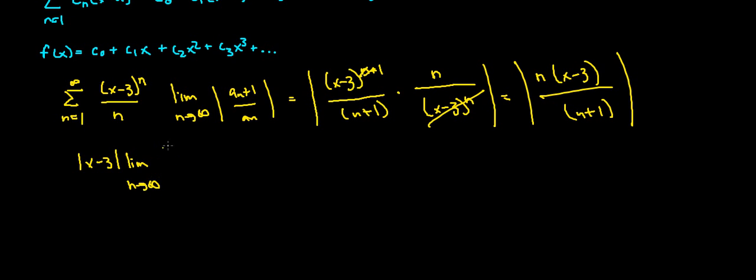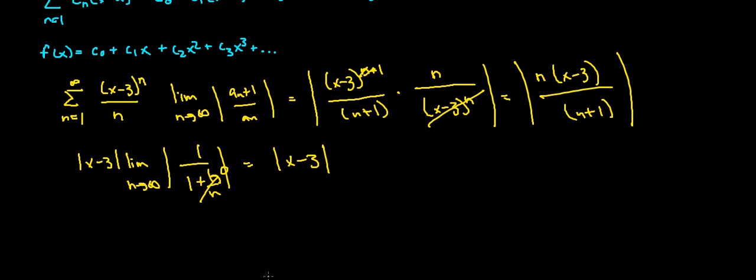As n goes to infinity, n over n plus 1, I just divide out by n. So that'll be 1 over 1 plus 1 over n. This goes to 0, which makes this whole thing go to 1. So I'm left with the ratio, absolute value of x minus 3.